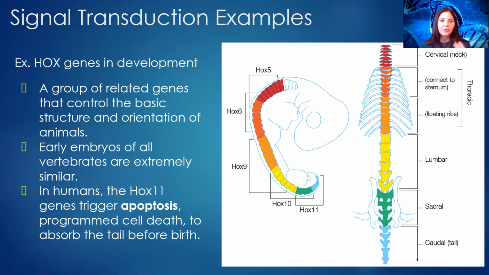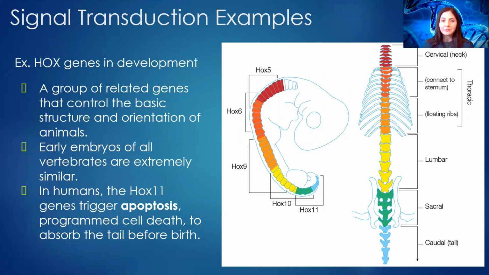Early embryos of all vertebrates, meaning all organisms that have a backbone, such as reptiles, mammals, birds, amphibians, and fish, we all have vertebrae. And at some point in our embryological development, we all pretty much look the same. So all vertebrates have similar characteristics at a very early embryological development. Now, Hox genes are actually responsible for triggering apoptosis, or programmed cell death. So basically getting rid of cells.